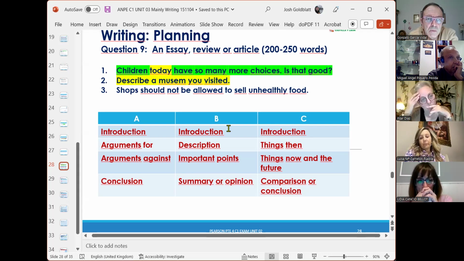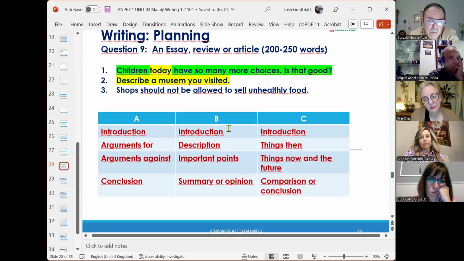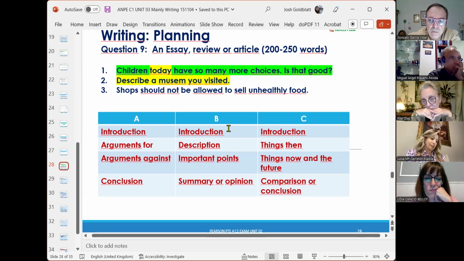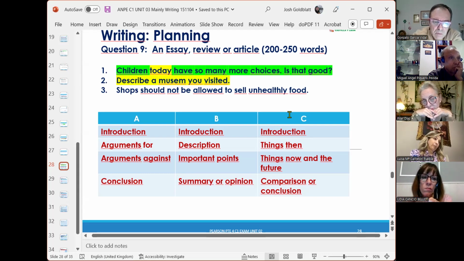And then, shops should not be allowed to sell unhealthy food. Would be then A. Good. A. Arguments for, arguments against, and conclusion. All right?